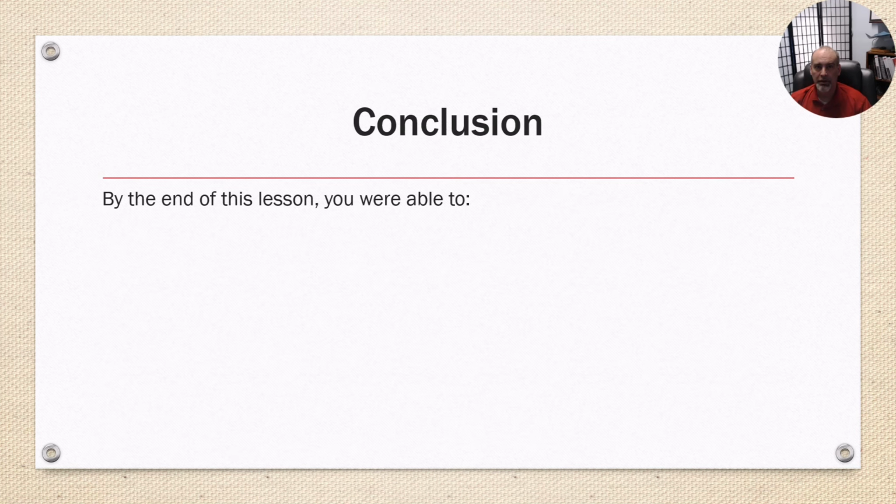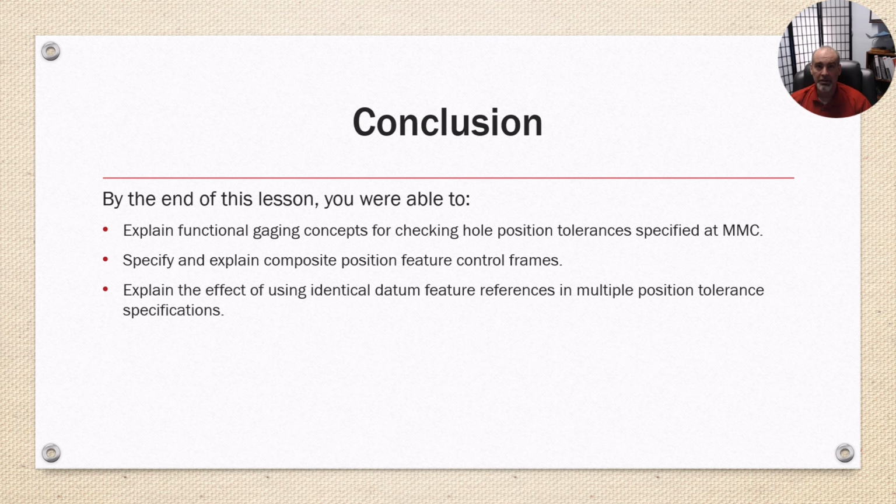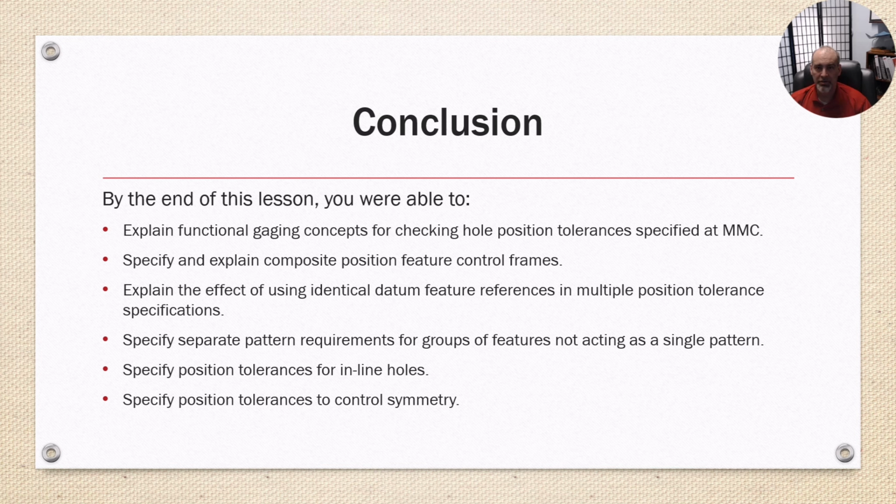In conclusion, by the end of this lesson, you are able to explain functional gauging concepts for checking hole position tolerances specified at maximum material condition, specify and explain composite position feature control frames, explain the effects of using identical datum feature references in multiple position tolerance specifications, specify separate pattern requirements for groups of features not acting as a single pattern, specify position tolerances for inline holes, and specify position tolerances to control symmetry, and specify position tolerances to control coaxial features.